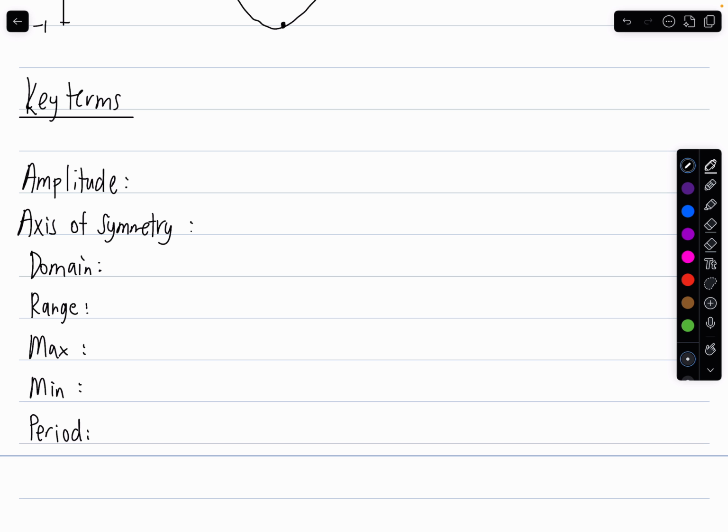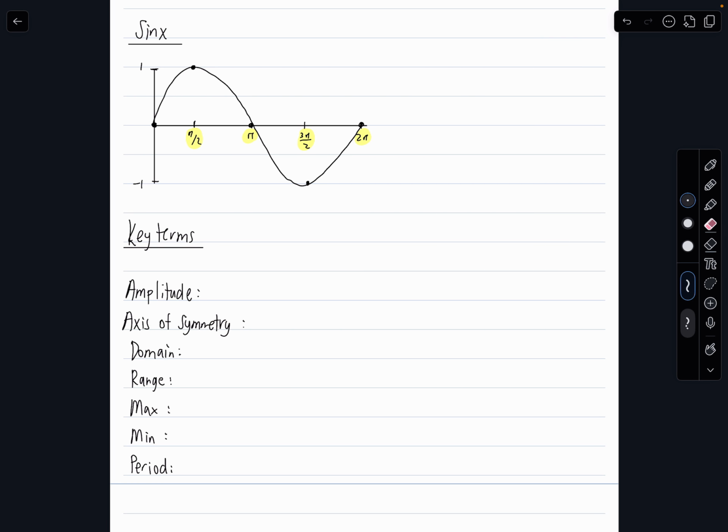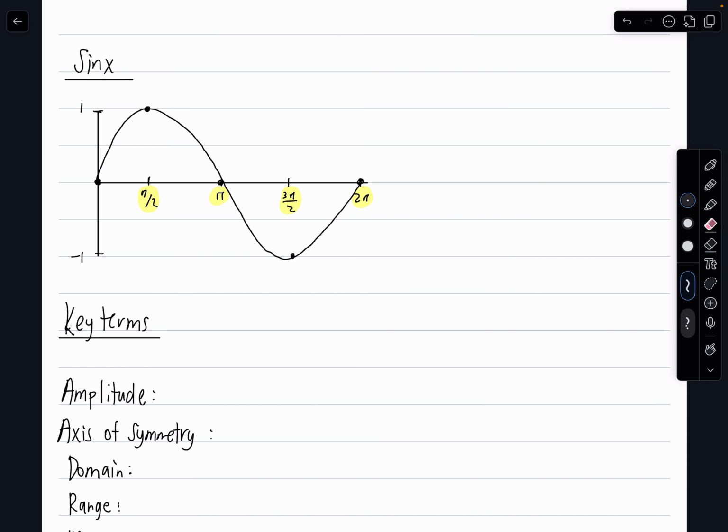So these are key terms that we need to know for each of these graphs. Right now we're going to go over the sine graph specifically and find all 7 of these key terms. Once we do that, we're going to do the same thing for the cos graph and then the tan graph. These are things you're going to want to memorize and understand, because a lot of your chapter 6 is going to revolve around these primary trig ratios.